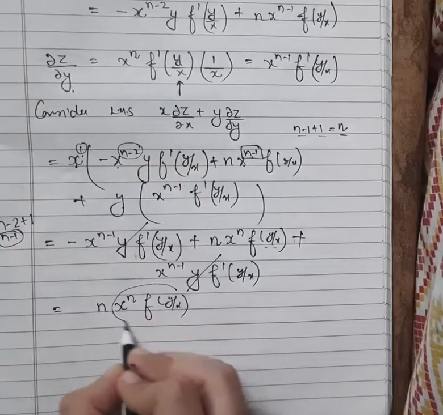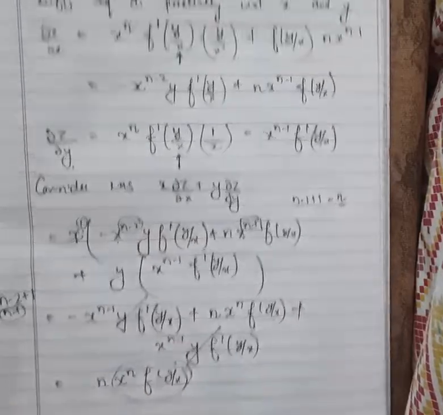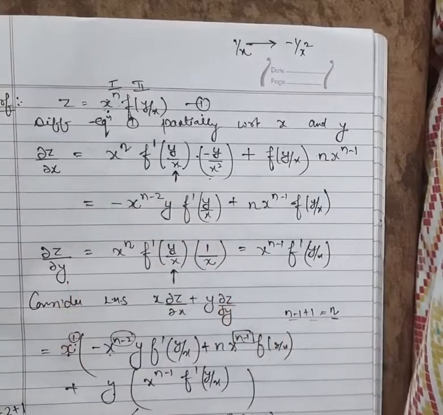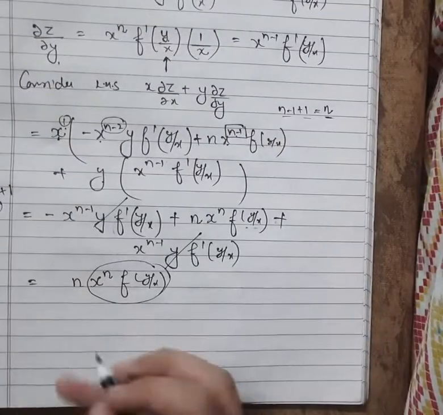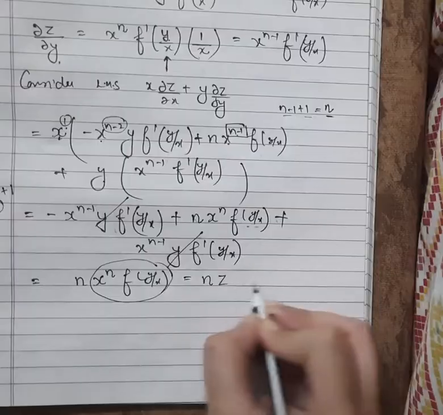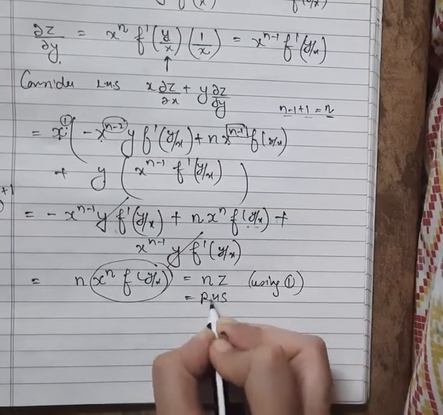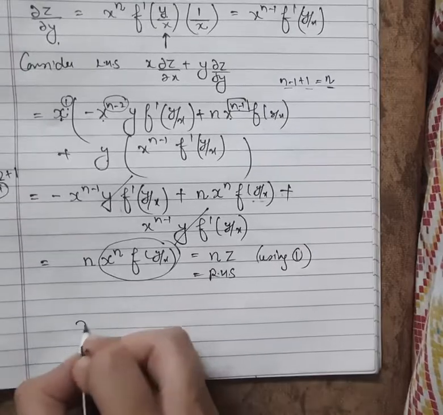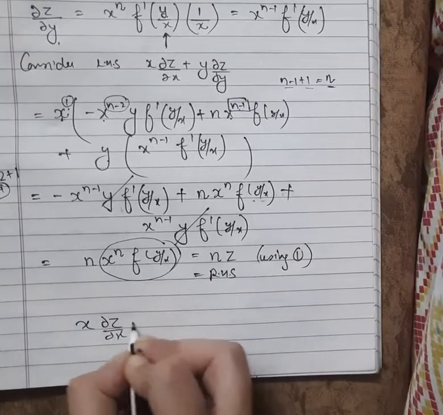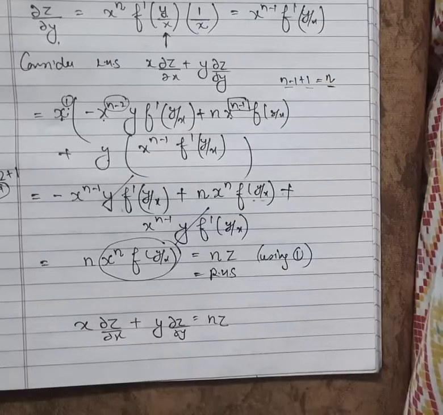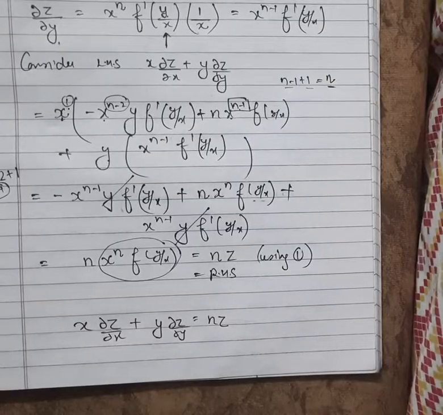Now what is this value? Equation number 1. Recall the equation number 1. X raised to power n f of y by x was z. So substituting this value here, I got nz using equation number 1, and this is the right hand side of our equation. That is, by Euler's theorem, x times curl z by curl x, y times curl z by curl y is equals to nz.